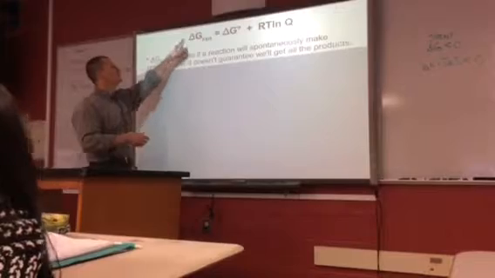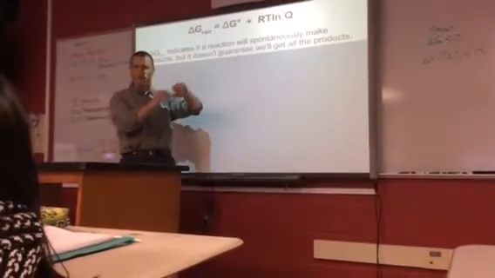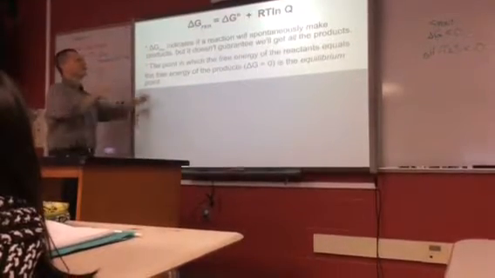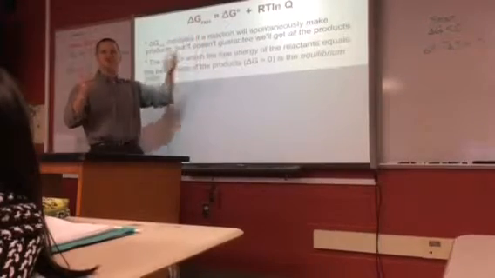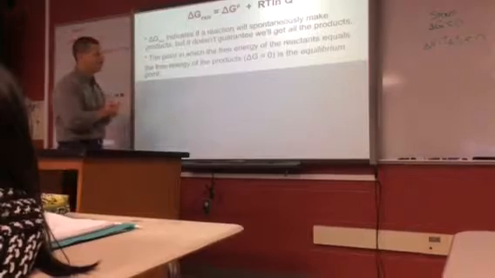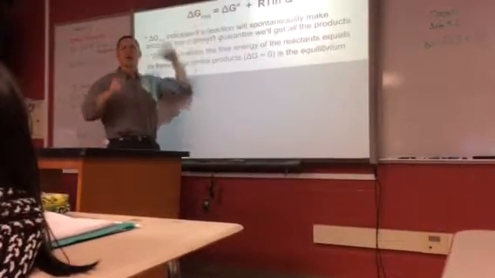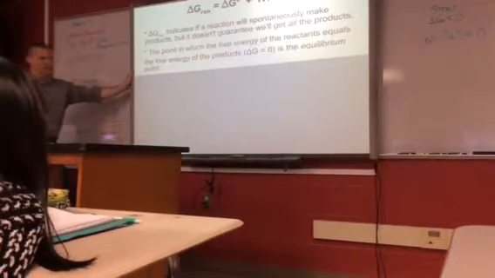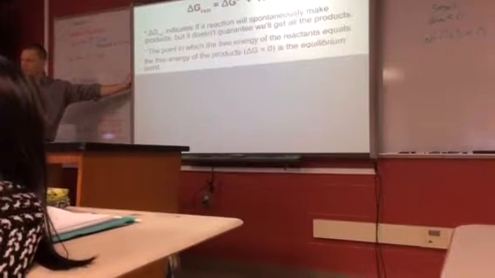Now, the delta G, this term right here, is going to tell us whether the reaction is going to start heading toward equilibrium, but eventually this term will become 0. The point at which the products have the same free energy as the reactants do, that's where this term is going to become 0. And when this is 0, that's the equilibrium point. That's where the reaction hits equilibrium.